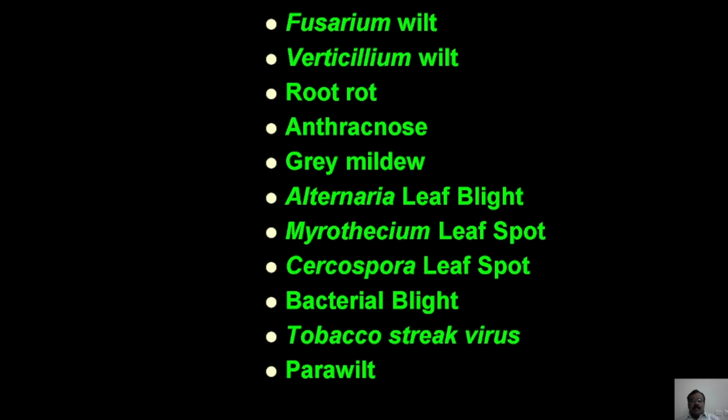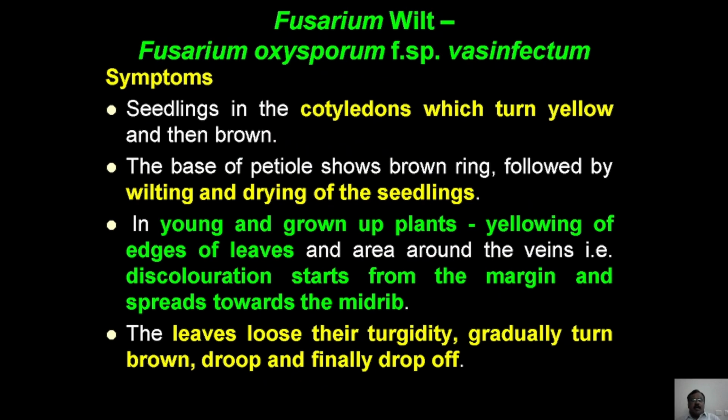Besides, bacteria are also causing leaf blight, and there is the recent entry, the tobacco streak virus, which is causing disease on the cotton plant, including parawilt, which was earlier said to be a physiological disorder, and now important fungal pathogens have also been reported for this parawilt disease. Let us see the diseases one by one and how to manage them under field conditions.